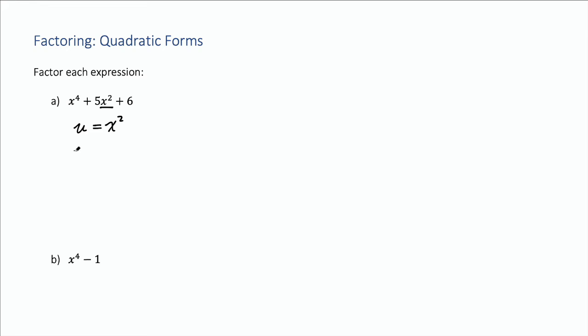Then notice that u squared, well, if I square x squared, we multiply the exponents, and that gives us x to the fourth, which is what I have right here. So I can write this expression now in terms of u as u squared plus 5u plus 6. That is a quadratic, so we can factor that using what we know. I want two numbers that multiply to be 6 and add to be 5. That's positive 2 and positive 3.